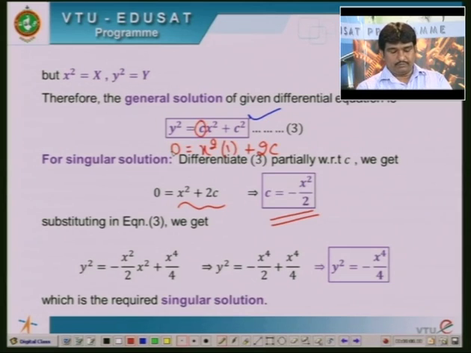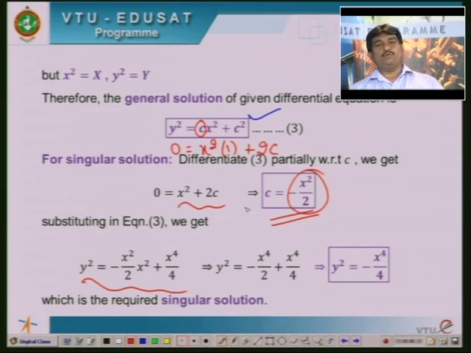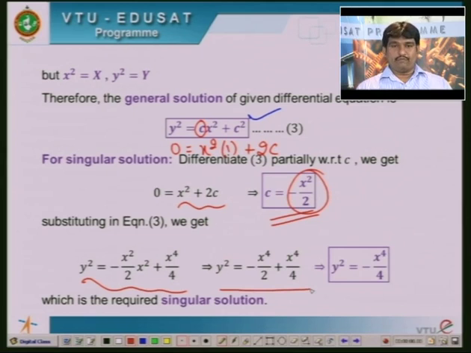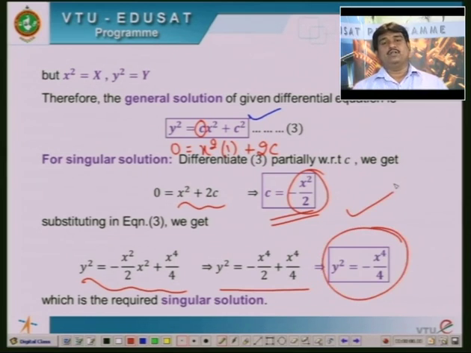Substitute c value here. Therefore y square equals minus x square by 2 into x square plus c square. Square of this is x to the power of 4 divided by 4. Therefore y square equals minus x power of 4 by 2 plus x to the power of 4 by 4. Minus 1 by 2 plus 1 by 4 is minus 1 by 4 times x to the power of 4. So the general solution is y square equals minus x to the power of 4 divided by 4.